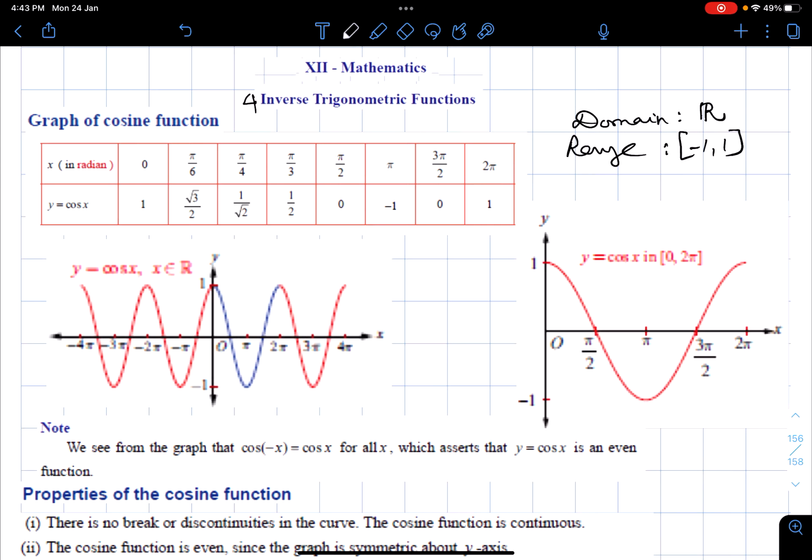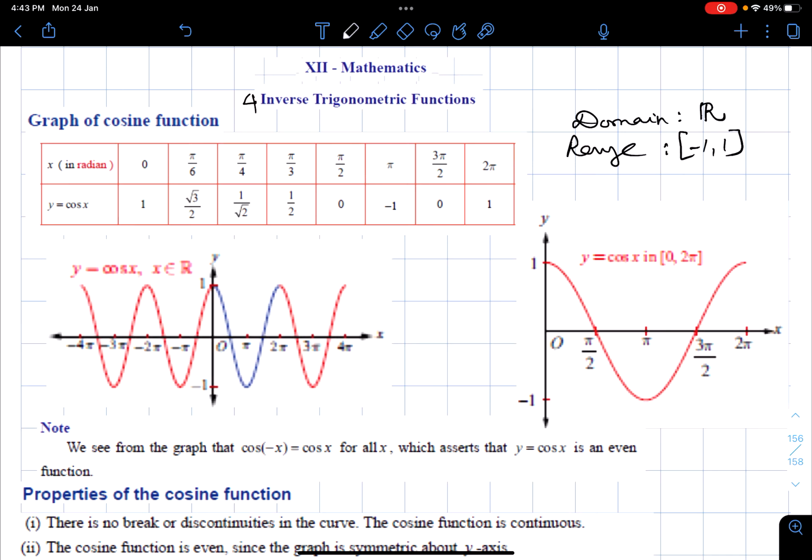Hello 12th standard students, welcome back to chapter 4, inverse trigonometric functions. Today we are going to see the next function. First we have seen the sine function and its inverse. Now we are going to see the cos function and its inverse, that is cosine.